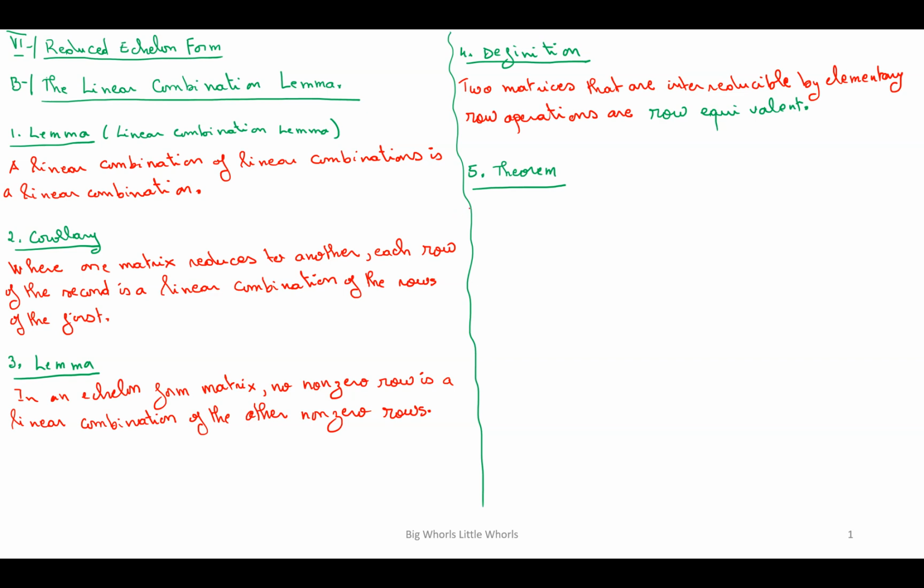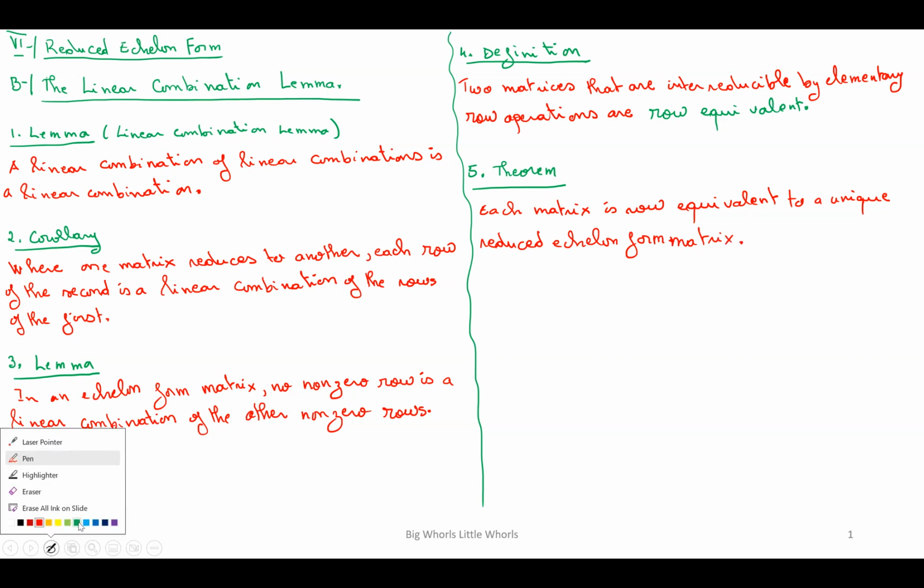So let me write it down. Each matrix is row equivalent to a unique reduced echelon form matrix. Number 6, corollary.